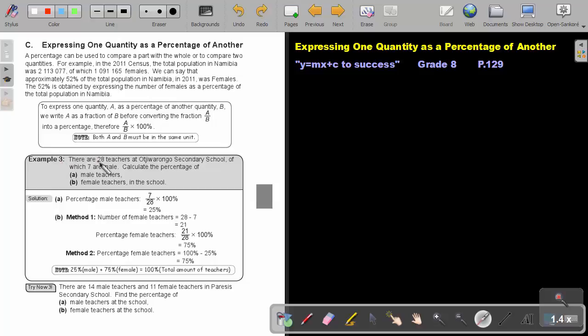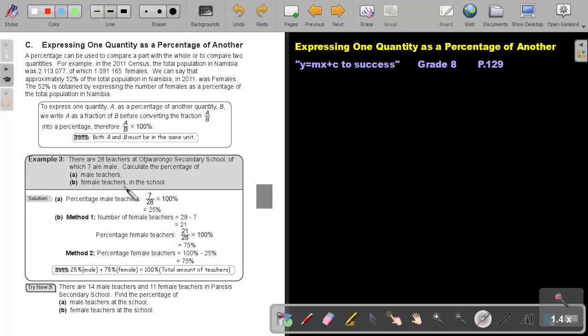Example 3. There are 28 teachers at Otjiwarongo Secondary School, of which 7 are male. Calculate the percentage of male teachers and female teachers in the school. Now, the percentage of male teachers will be 7 out of 28, the total amount of teachers, times 100%. And that will give me 25%.